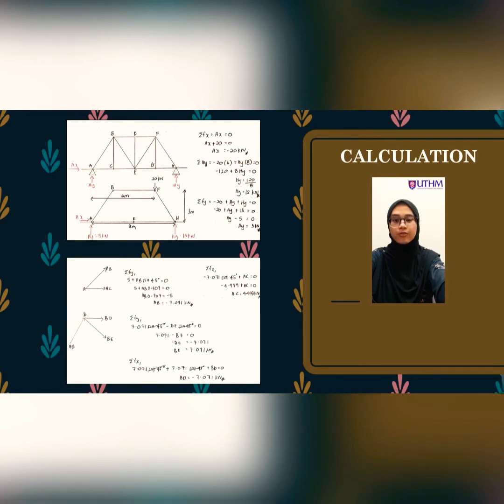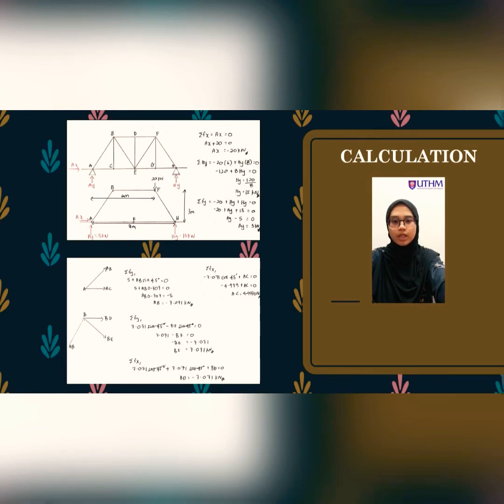Next, we go through to find all the internal forces of this bridge, which means we need to go one by one. Take a look at point A. We need to find the kilonewton of AB and AC. For AB, 5 plus AB sin 45 equals 0, and then we solve it until we get AB equal to negative 7.071 kilonewton. For AC, we use cos 45, which gives the answer 4.99 kilonewton.